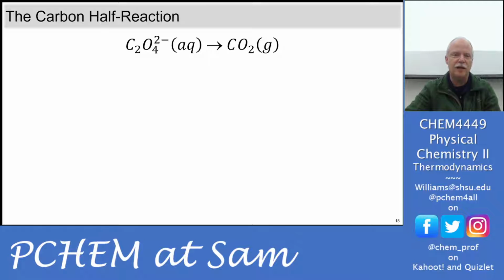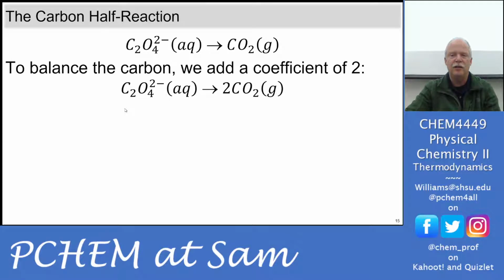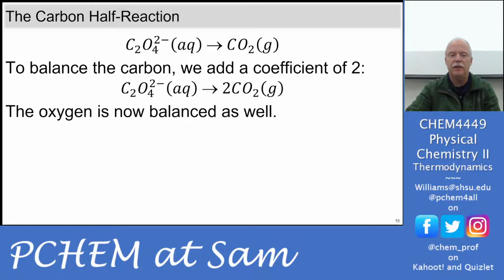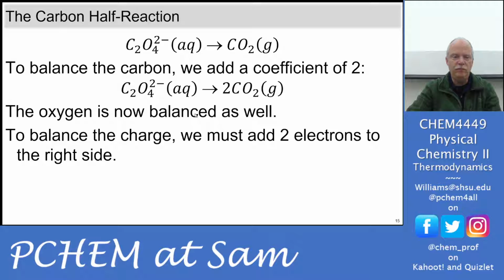So here's the oxalate ion going to CO2. We have 2 carbons, so we balance those carbons first. So we add 2 CO2s, that's straightforward. And now we add waters to balance the oxygen. We look up there, we see 4 on the left, 4 on the right, so we don't have to add any water. And then we don't have any hydrogen, so we don't have to add any acid. And so to balance the charge, we must add 2 electrons to the right side.